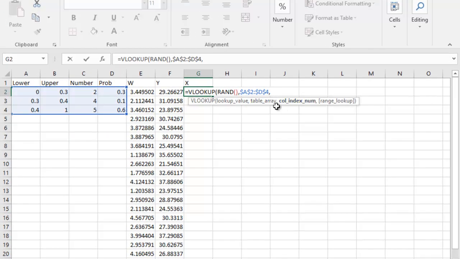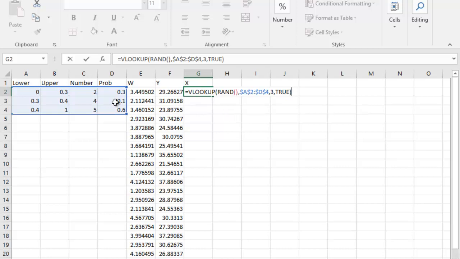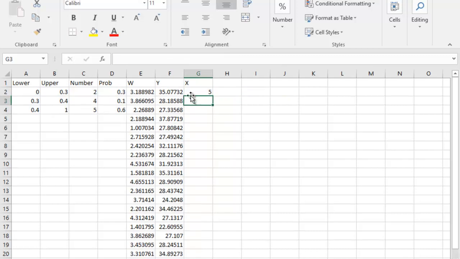The next thing Excel wants is which numbered column should I return? So in this table, the first, second, third column has the actual value that Excel is supposed to get. And the fourth should be true. What we're saying here is telling Excel, well, if you have a random number like 0.2, it's not in the table. What you're really supposed to do is round down. That's what the true means, and call that a 0 so that I return the correct number. So generate that and drag it down.